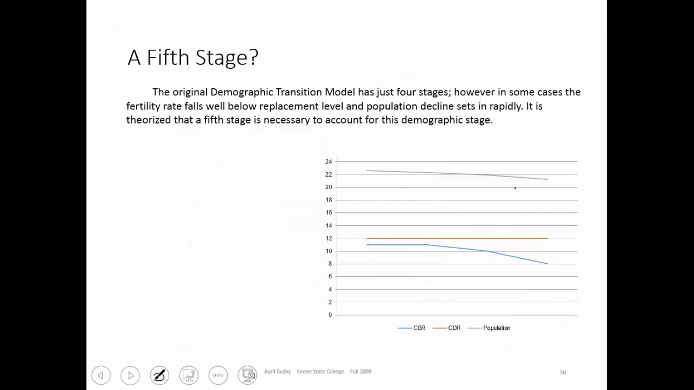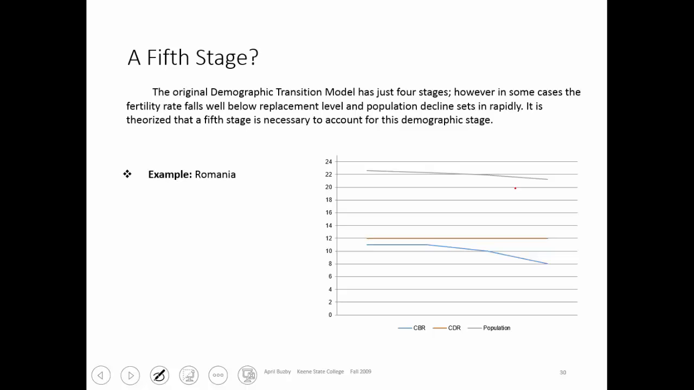Okay, this is something that's going to go into MGTOW a little bit. The fifth stage. The fifth stage is the rapid decline of population. So the original demographic transition model has just 4 stages. However, in some cases, the fertility rate falls well below replacement levels, and a population decline sets in rapidly. It is theorized that a 5th stage is necessary to account for this demographic stage.